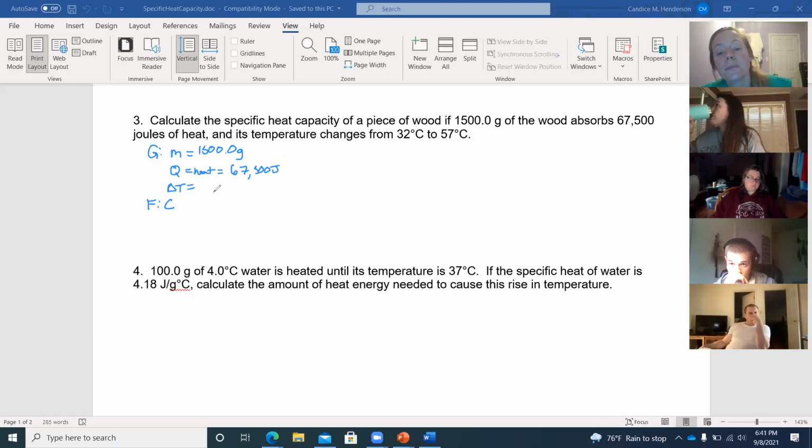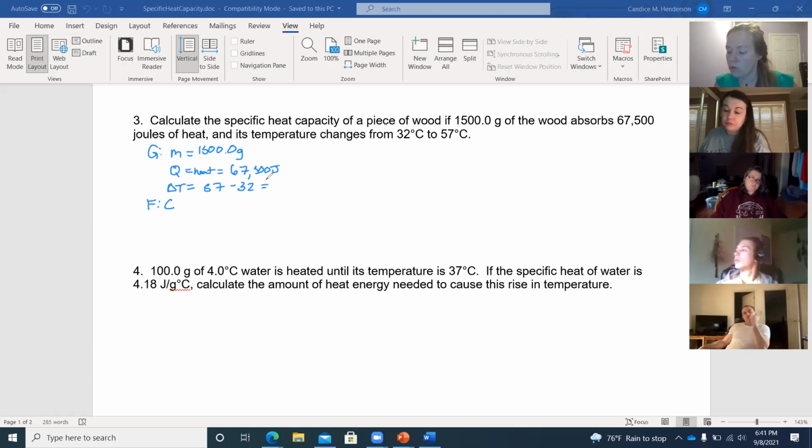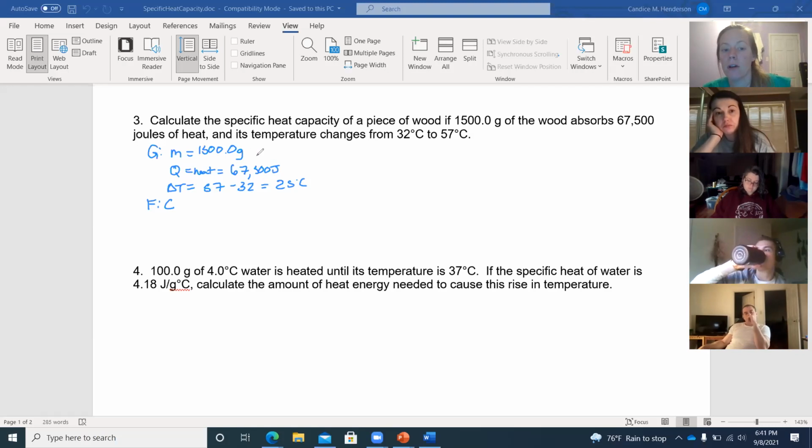Delta T, 57 minus 32, which will give us 25 degrees Celsius. The units that we have are gram, joule, and Celsius. Those are good. We like those.